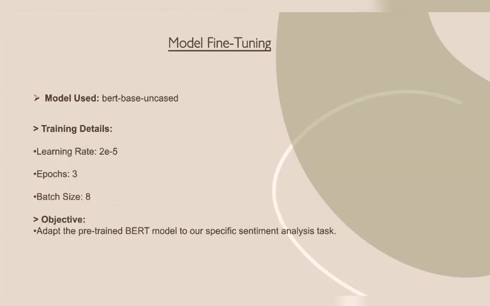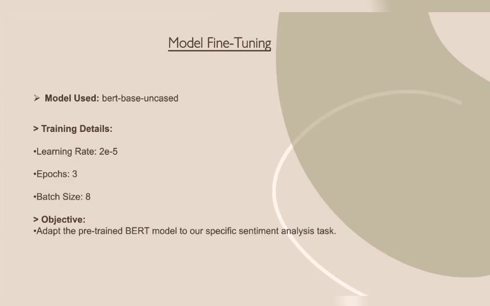Now moving ahead with the model fine tuning, we fine tuned a pre-trained BERT model, as I said, on our dataset, where we have used the BERT base uncased model, which is a very commonly used version of BERT. Fine tuning involves taking a model which has already been trained on a large corpus of text and then adapting it to a specific task, in this case sentiment analysis.